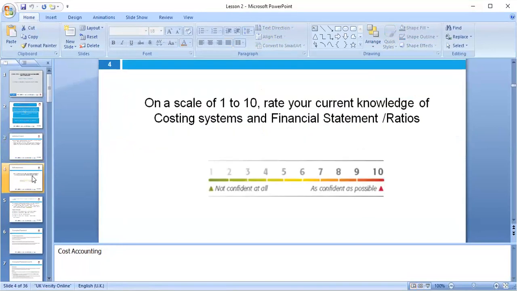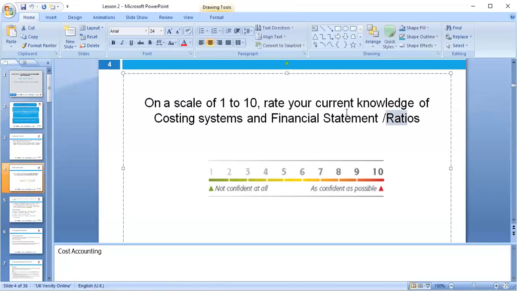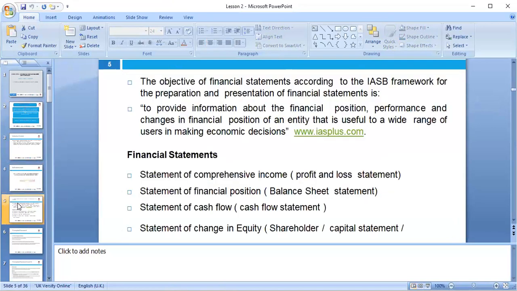On a scale of 1 to 10, it's always good to reflect on what you already know about costing systems, which we discussed in the previous lesson: ABC costing, activity-based costing, absorption costing, service costing, process costing, and costing behaviors. We discussed fixed, variable, semi-variable, direct and indirect costs. Today's key focus will be on financial ratios. So you can reflect on where you are; if you have learned it in the past, you may be at 7 or 8. We're looking further at how we can apply it.